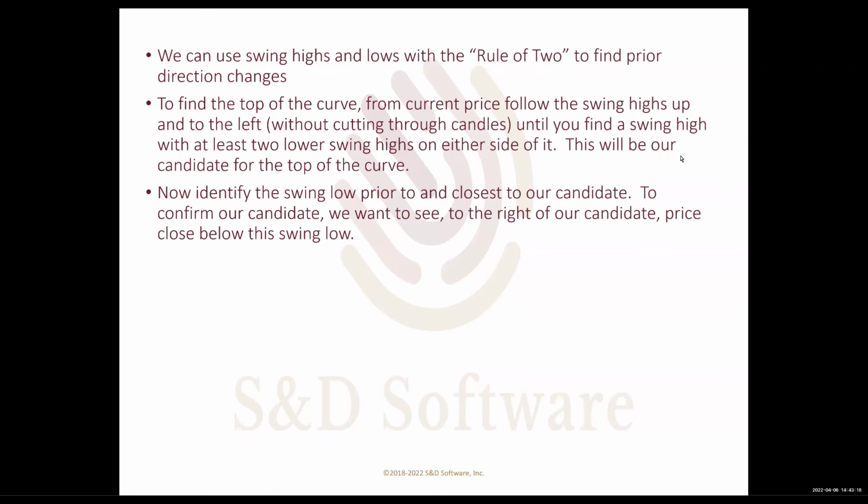And we would really like this to be a significant turning point. So an added check that we're going to do is that we are going to look for the swing low immediately prior to our candidate for top of the curve. And then we're going to want to see price to the right of our candidate go below this swing low. And that basically helps eliminate some anomalies and some noise that can creep in or cause issues, particularly on lower time frames.